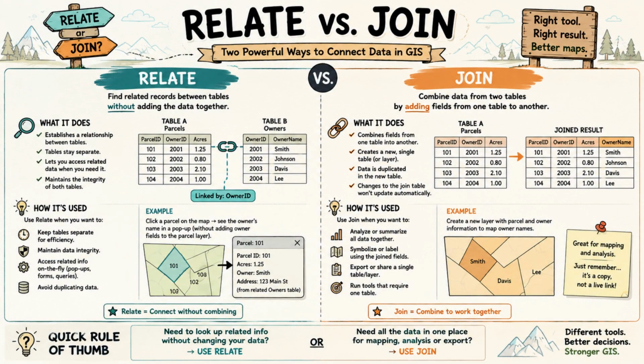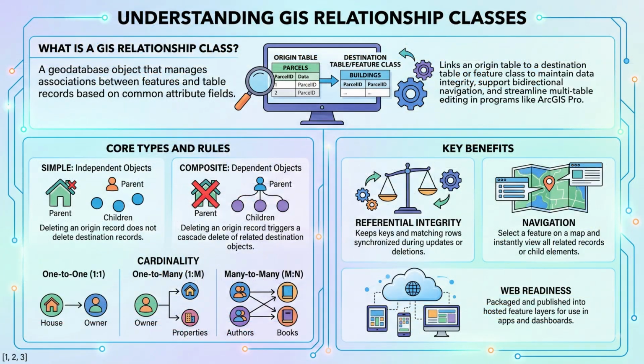We have our primary and foreign keys linking our tabular data. We have our relationship classes protecting against orphaned records.